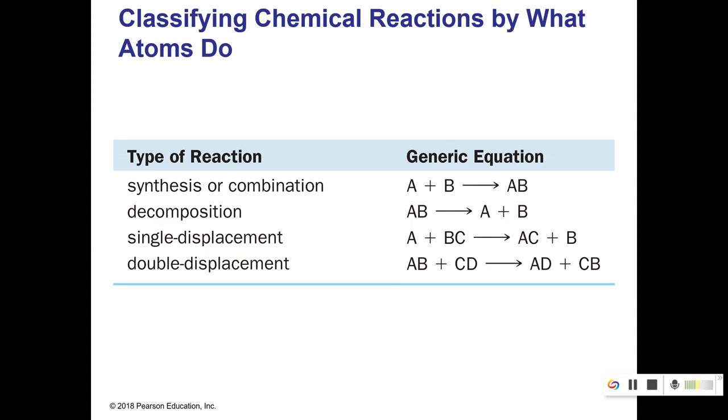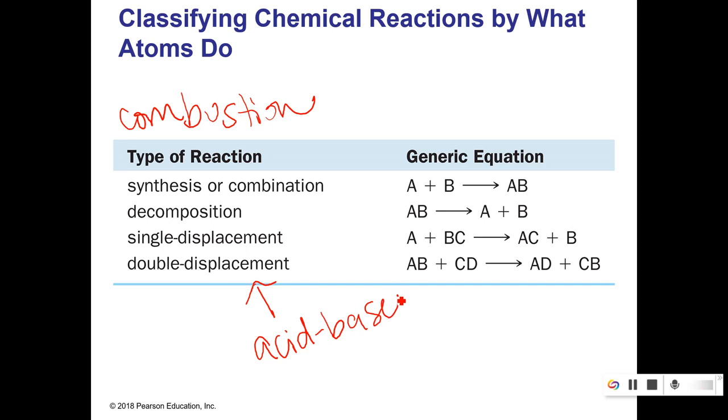All right, so I do need you to write these down, the different types of reactions with their generic equation. So you're probably going to need to pause the video to do that. As far, again, as double displacement, you will need to be able to do these 4 plus combustion. And then as far as double displacement goes, this also includes acid-base and precipitation. So you'll need to be able to identify all of those types of reactions on your test.